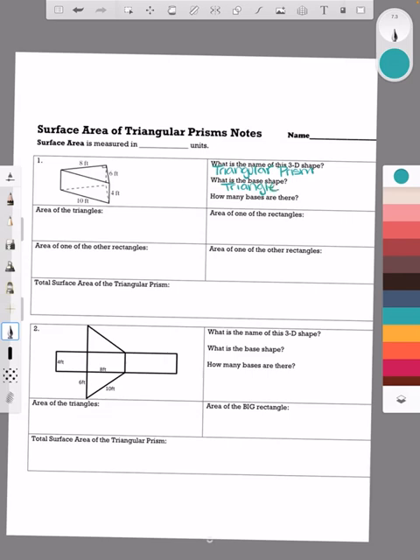All right, the next question says, how many bases are there? Well, since it's a prism, we know that there are two bases.